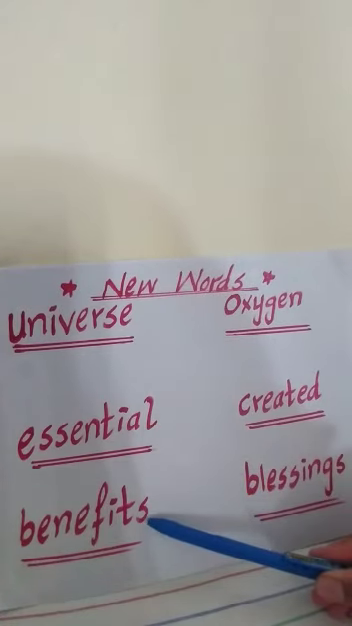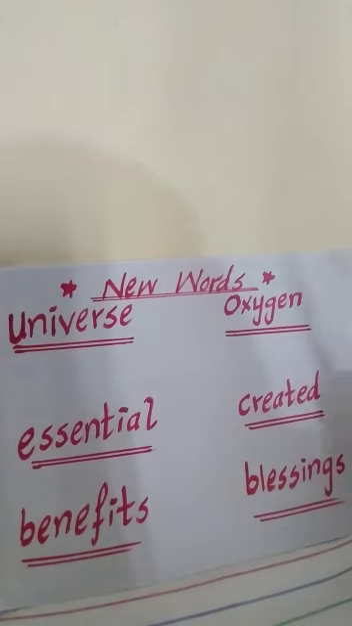The third word is benefits. What is the word? Benefits. It means advantages. Now the next is oxygen. What is the word? Oxygen. Oxygen is a gas. Next word is created. What is the word? Created. Created means made. The next word is blessings. What is the word? Blessings. Blessings means special favor.